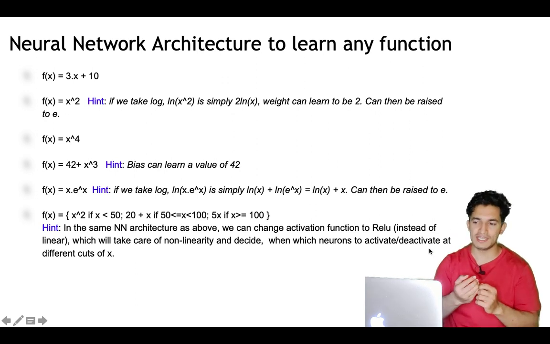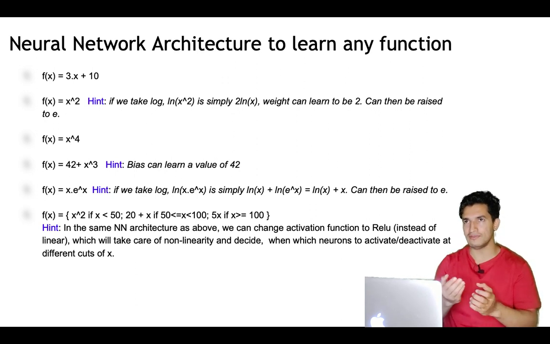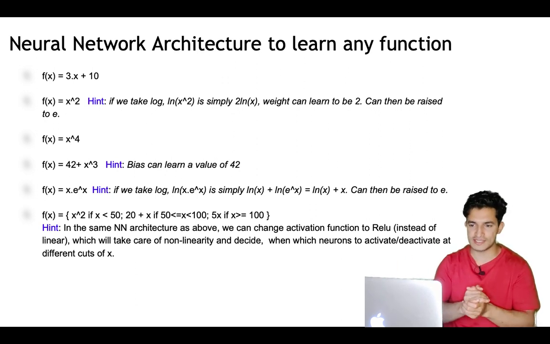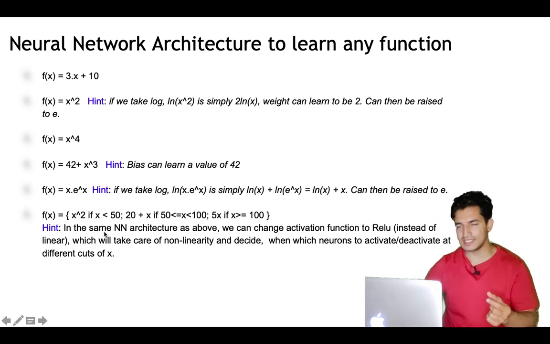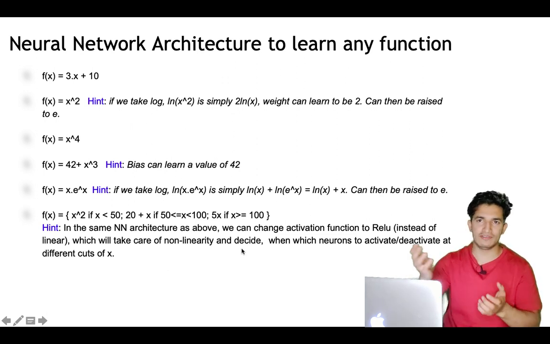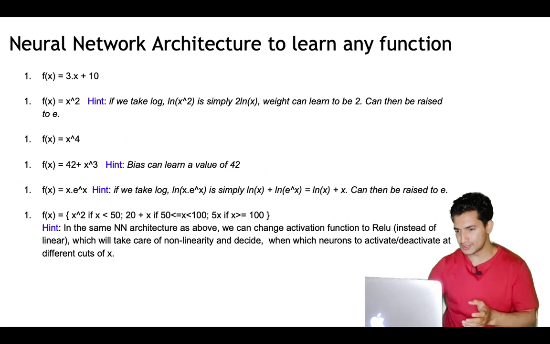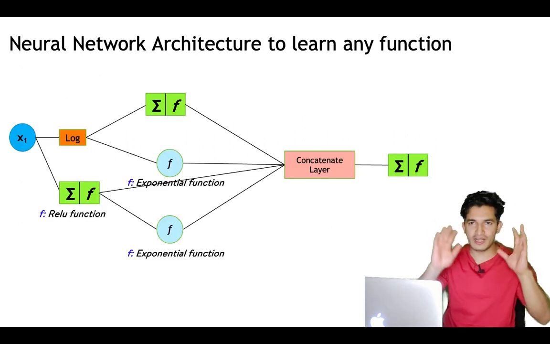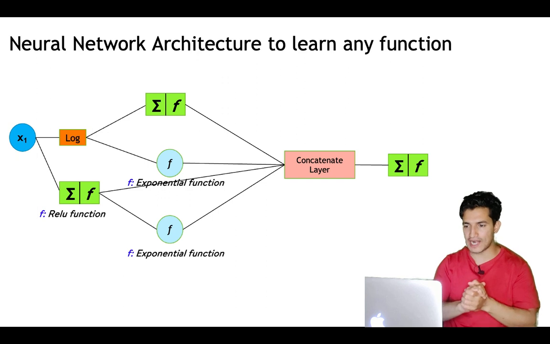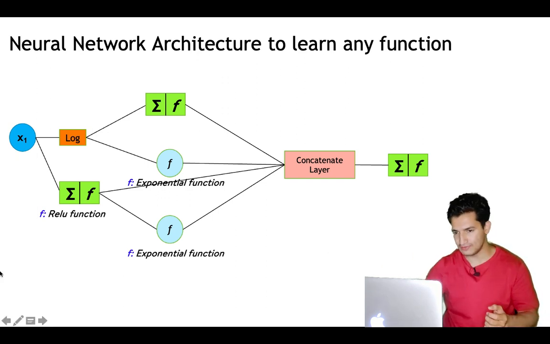ReLU is a non-linear function. Whenever the input is greater than 0, it's an identity function, and when the input is less than 0, the output is 0. So just changing the activation function from linear to ReLU will take care of non-linearity and decide which neurons to activate or deactivate at different cuts of x, and we will have our output. So the one-stop neural network architecture that can approximate any function will be this.